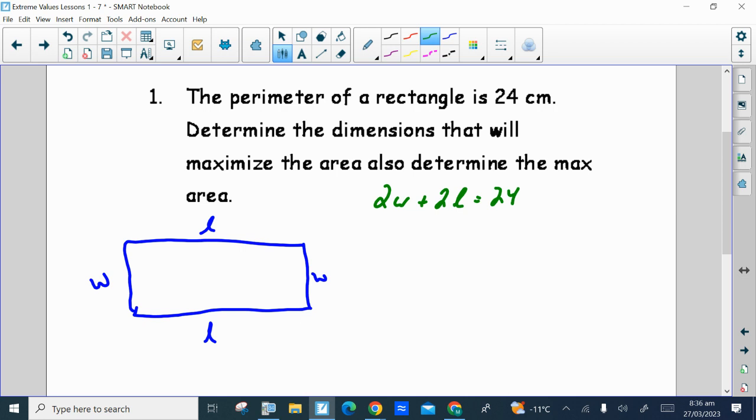And so now we will isolate either W or L. It doesn't matter which one we do. We just choose to get L by itself. By subtracting the 2W from both sides, it'll become a negative 2W over on the other side, and then dividing both sides by 2. And so there's an expression for the length in terms of width, the W.